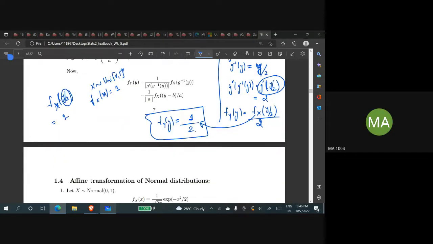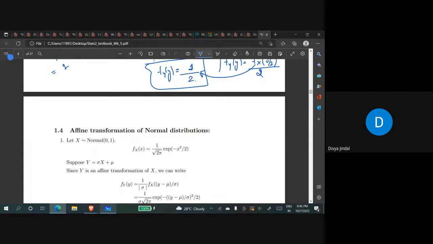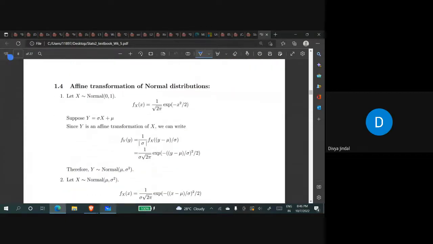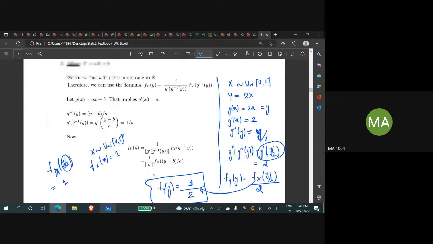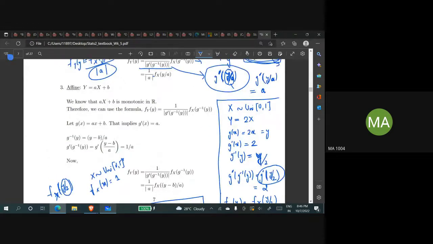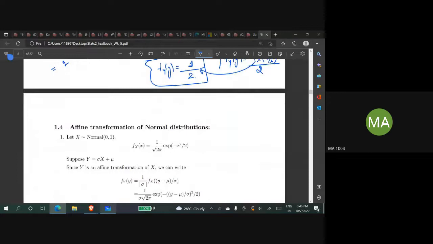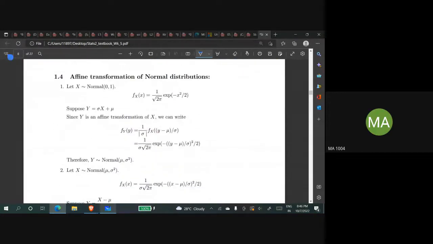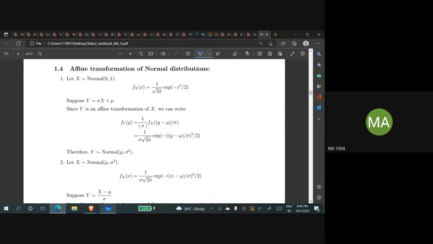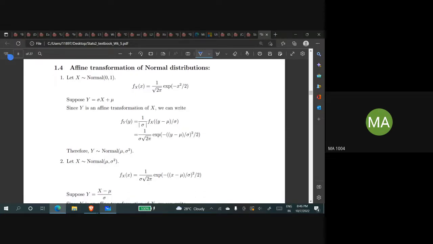You see that you got the same answer. So we have skipped this affine transformation. The same way we have done the translation and scaling, you try for affine transformation. It's very easy. Even for normal distribution, it's just a special case of that affine transformation. So I will just go through the result. The derivative part you can just do it yourself.